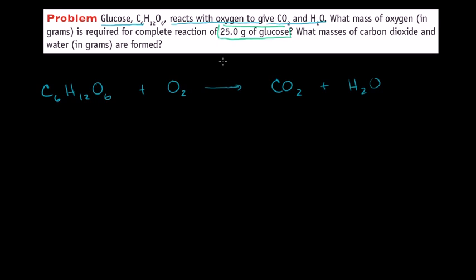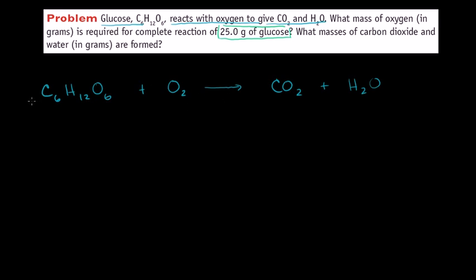And you might already recognize this. This is a stoichiometry problem. They're saying, hey, we have 25 grams of glucose. How much oxygen is required to completely react with that glucose? And then how much carbon dioxide and how much water is going to be produced in grams? That's what stoichiometry problems are all about. And if you remember from the last video, the first thing you should always do is make sure that your equation is balanced. So let's make sure it's balanced.